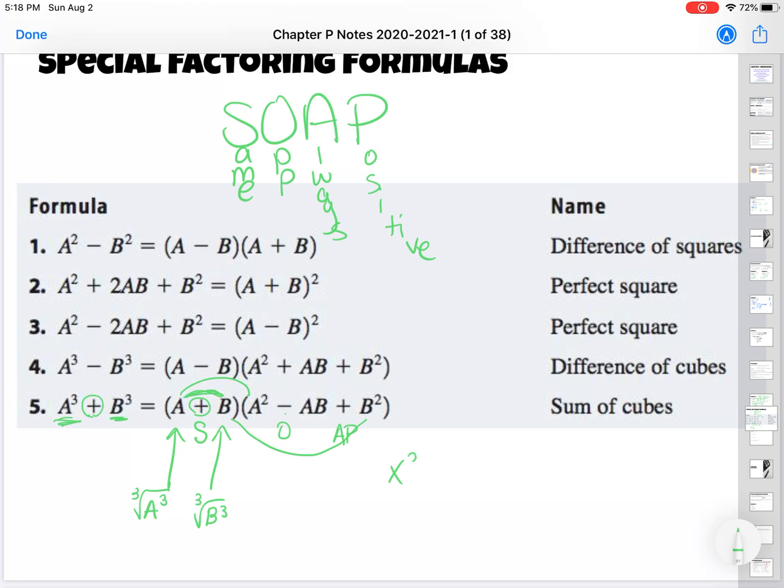So if we do something like x cubed plus 8, I like to think of this as x cubed plus 2 cubed, because the cube root of 8 is 2. All right, so we are going to remember SOAP, same, opposite, always positive. This is a plus sign, so we're going to use a plus sign. The opposite, always a plus sign. The cube root of x cubed is x. The cube root of 2 to the third is 2. Square the x, square the 2, multiply them together. You're going to see that more, I promise.